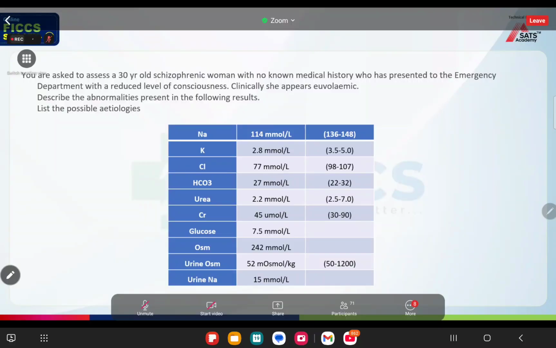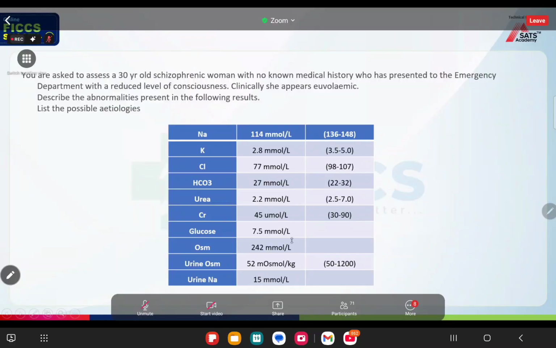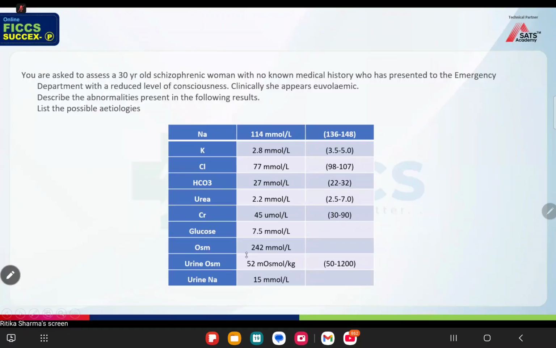Actually, I'm not sure because of the constellation. How is the urine osmolality? It is also very low. In which condition is urine so much diluted? Psychogenic polydipsia. Yes, the patient is euvolemic.